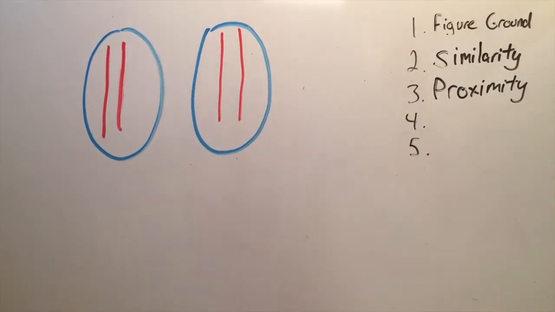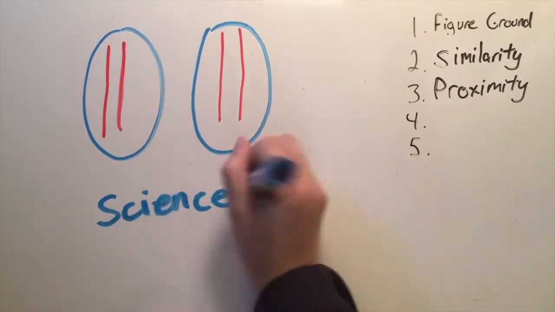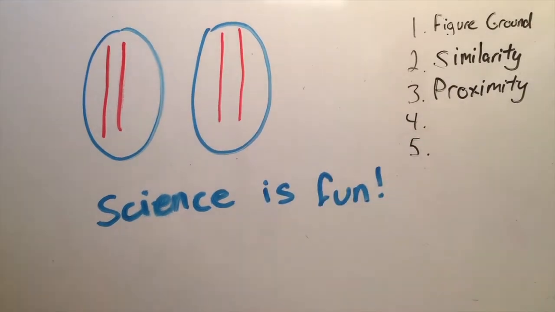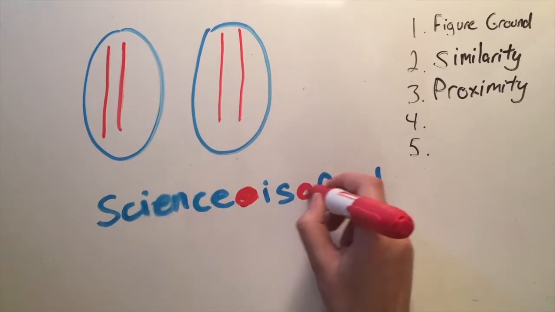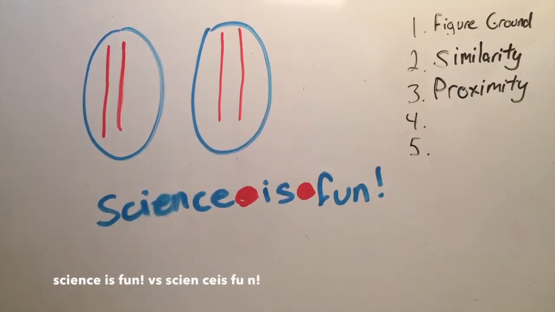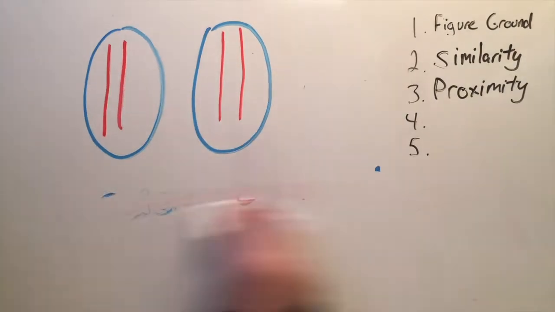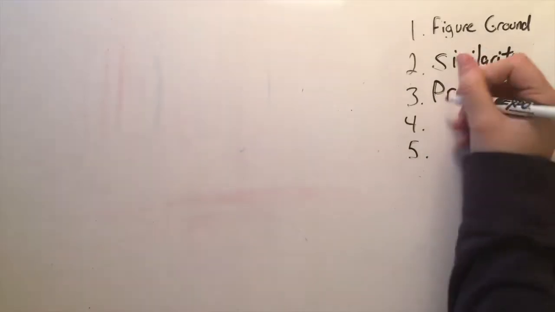This principle is also how we read sentences. When taking in the sensory input of this sentence, our brain sees 2 spaces and knows that there are 3 separate words here. So we can read "science is fun" as opposed to "science is fun." The next principle is continuity.